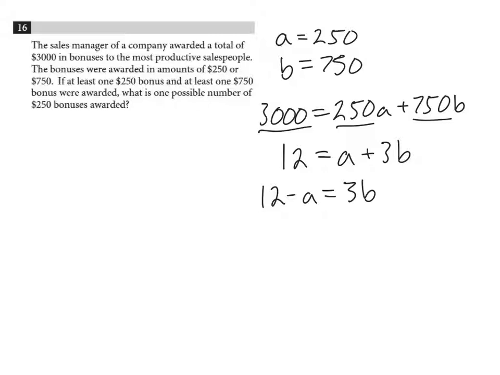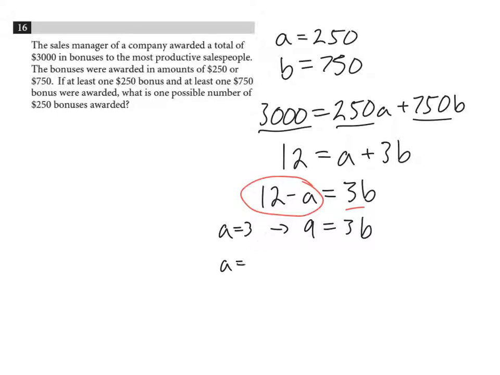Okay, now that means that whatever this is, it has to be a multiple of 3. That's kind of a tricky problem here. So that means the value on the left has to be a multiple of 3, and A has to be at least 1. So if A was 1, it'd be 11. Well, can't do that. If A equaled 3, this value would be 9. Yeah, 9 is a multiple of 3.